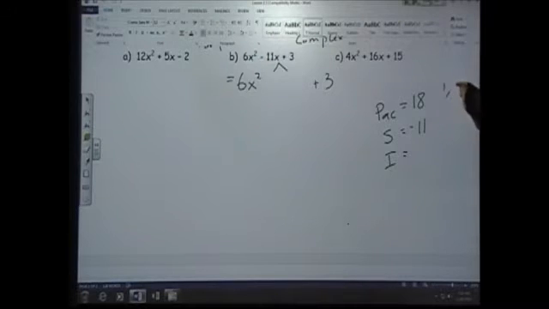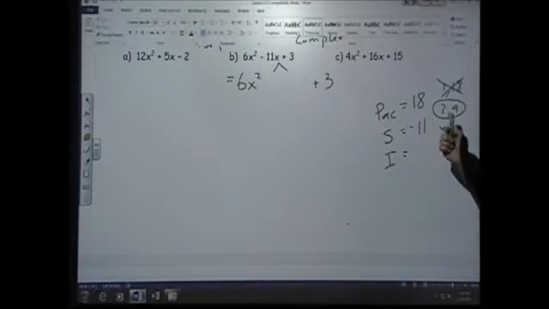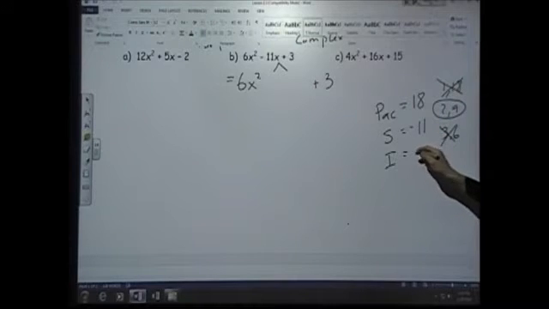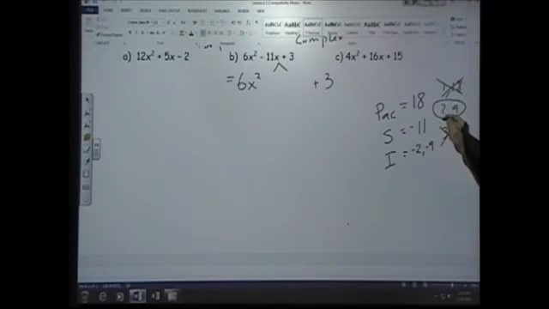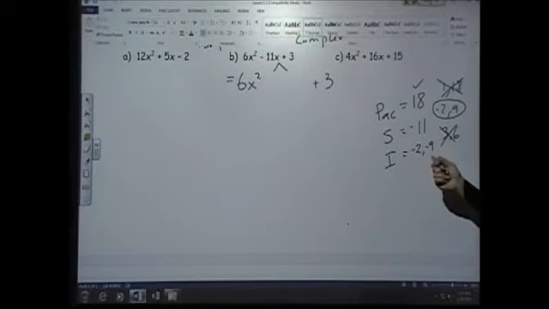And the only things that multiply to 18 are 1 times 18, 2 times 9, 3 times 6. So these are my choices. This will never add to 11, neither will that. The only thing that adds to 11 is this here. So the two proper numbers would be negative 2 and negative 9. Negative 2 times negative 9 is positive 18, and negative 2 plus negative 9 is negative 11.